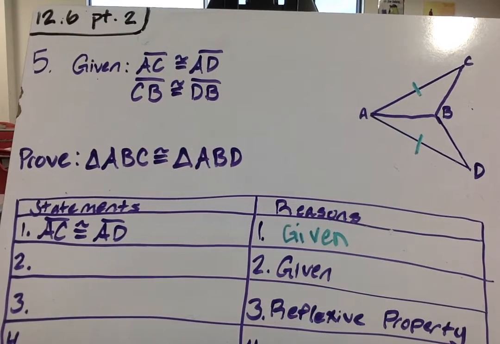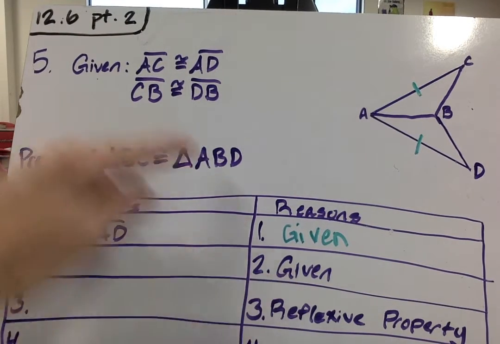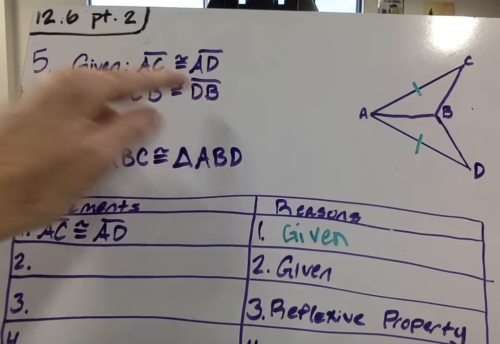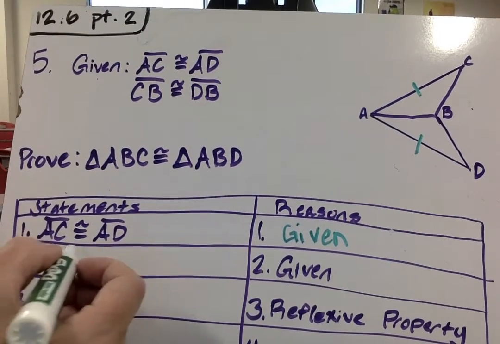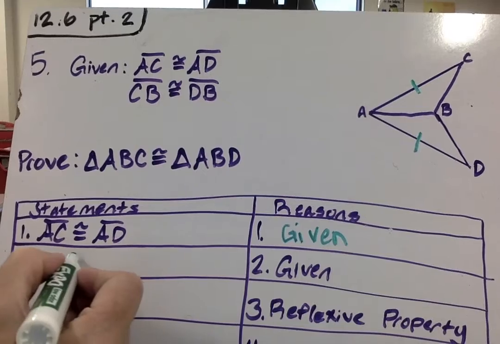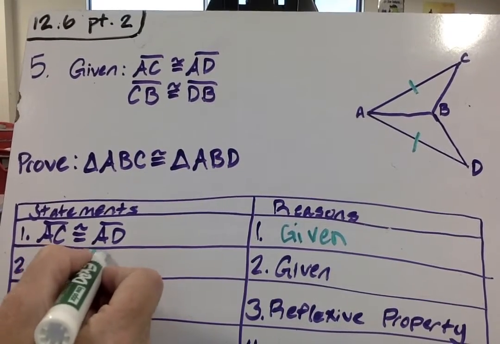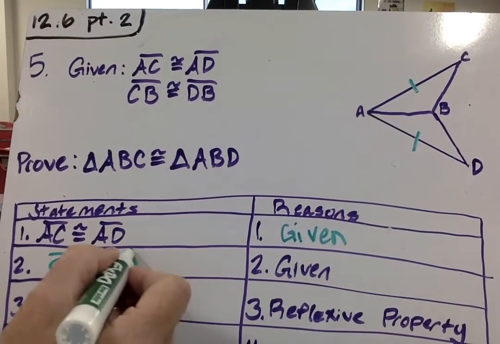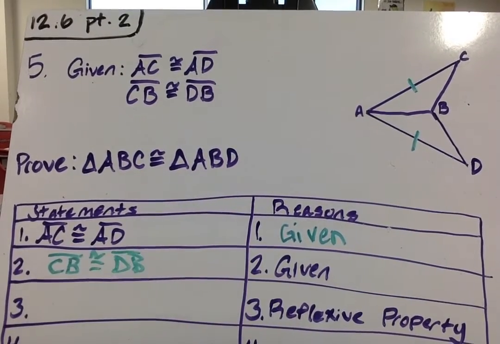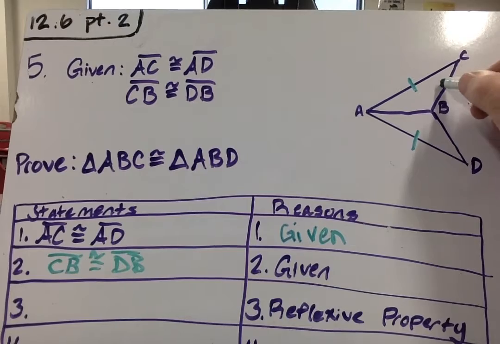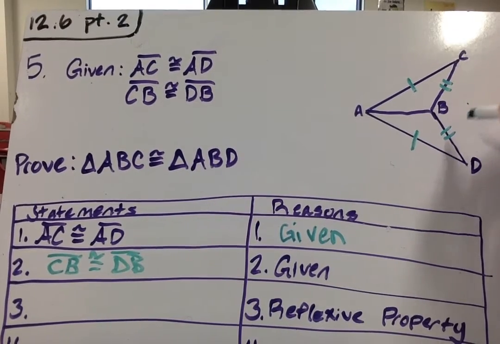Okay. Now, what else is given? Well, it says CB is congruent to DB. So that's what we want to write. Always write everything that you're given first. CB is congruent to DB. CB right here is congruent to DB.